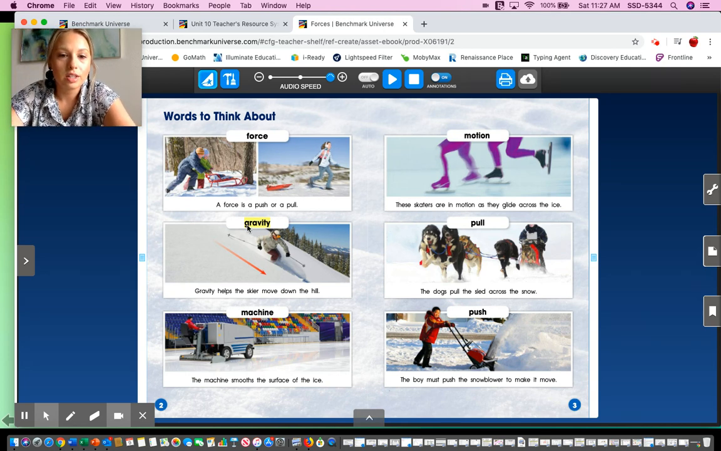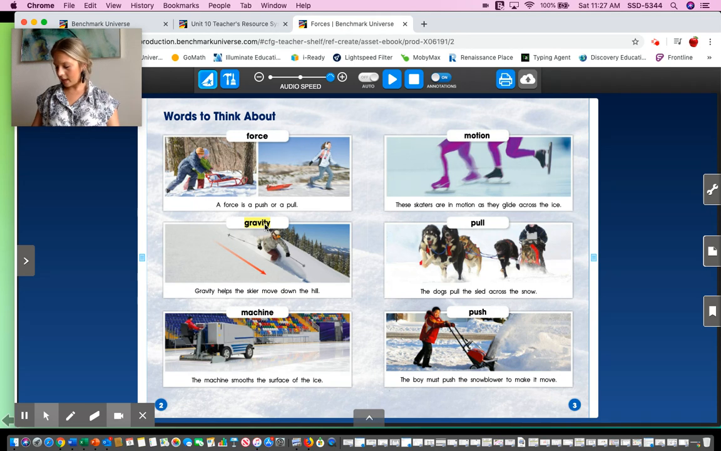The next word is gravity. And Miss Paulino mentioned that a little bit last week, but I said gravity is actually what keeps you on the ground. So right now, you might be standing or you might be sitting. I'm sitting in a chair, but I'm not floating in the sky, am I? Are you floating in the sky? No, and that's because of gravity. Gravity pulls you down to the earth. It keeps your feet on the floor.